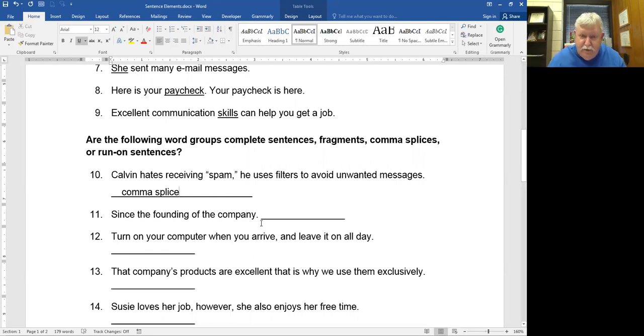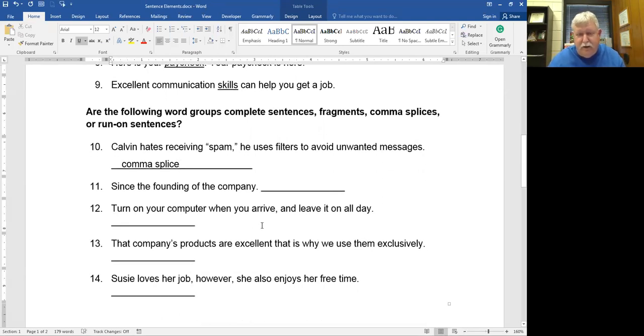I'll show you how to put them together with a comma and a conjunction, but not just a comma. "Since the founding of the company," period. This is called a period fault, or really a fragment. If you only have part of the sentence, you should have a comma here, right? "Since the founding of the company, he has been the president" or something.